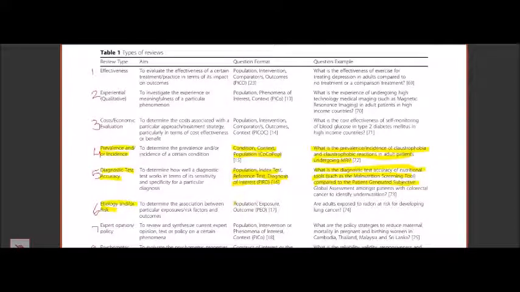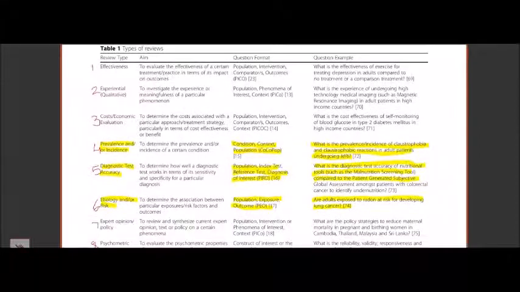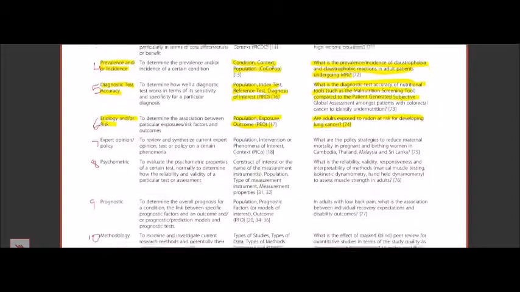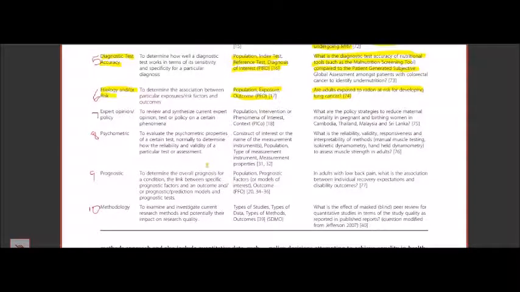Next is the etiology and or the risk part of it here, to determine the association between particular risk factors, and they are using PO. Now this is something I would say that yes, all the domains can use this particular format or protocol. Expert opinion. Now here they are using more of the PIC with a small o. So to review and synthesize current expert opinion, text or policy on a certain phenomenon.